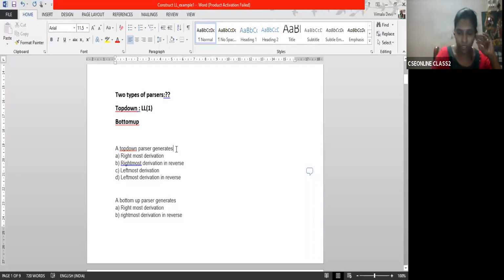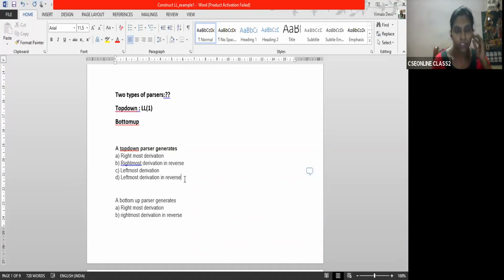Before that, just try to answer these questions. I want you to know this also. A top-down parser generates what? Rightmost derivation or rightmost derivation in reverse, leftmost derivation or leftmost derivation in reverse. Before that, parser means syntax analyzer. What is the input for the parser? It is nothing but a stream of tokens. Taking the stream of tokens as input, it generates a parse tree. So how is the parse tree generated by the parser? That is the question now.